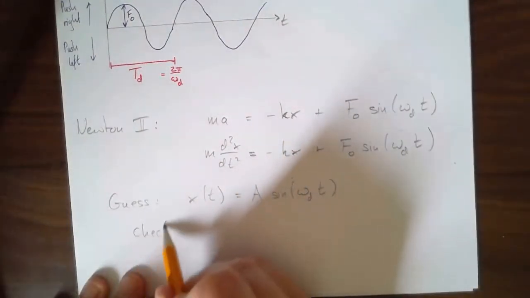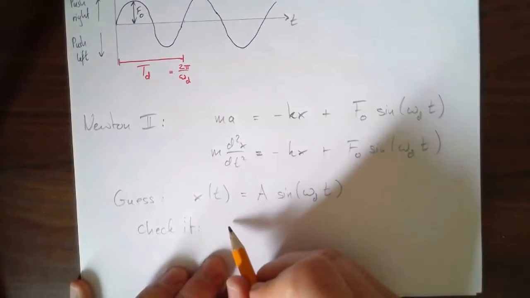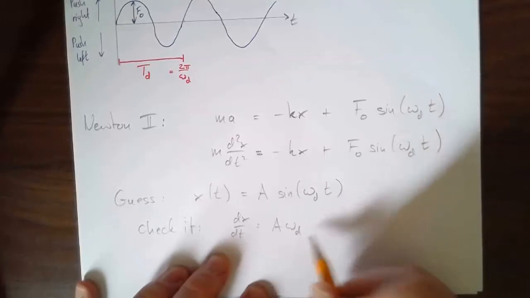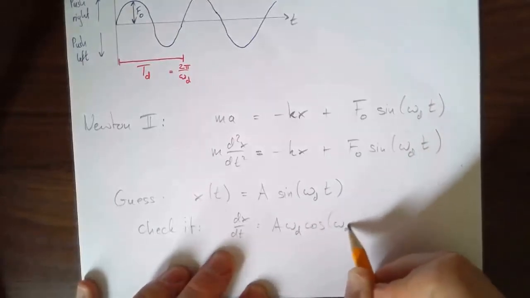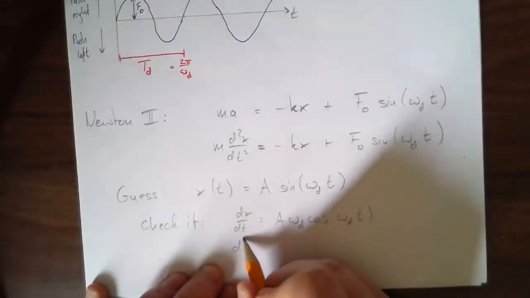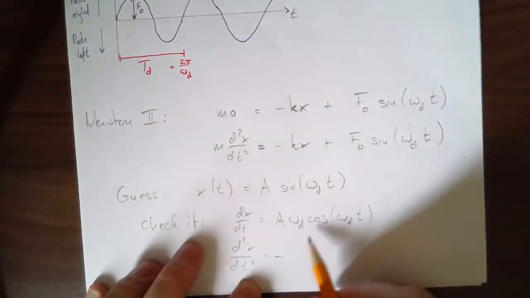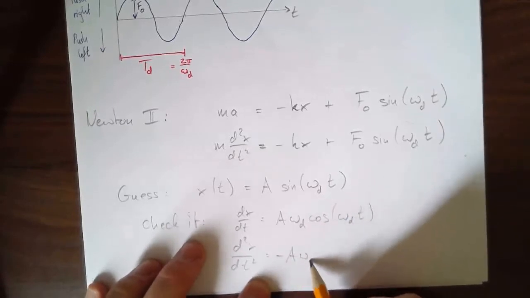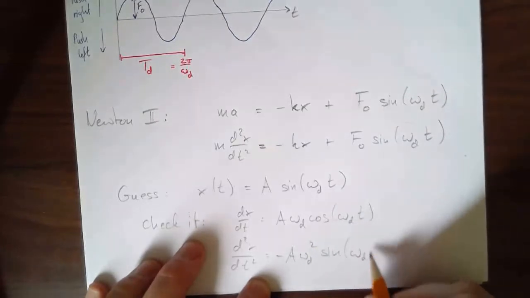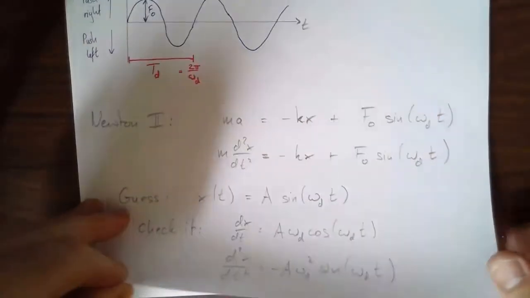We'll check it. Well, I can easily take the second derivative. I'll take the first one first, dx dt. It's going to be A omega d cosine omega d t, the first derivative of this with respect to time. And then the second derivative is differentiating this function again. And I want to get minus, cosine goes to minus sine, A omega d squared, another factor of omega d comes out, sine of omega d t. Okay, so you got it. Let's plug it all back in. Let's see what happens.